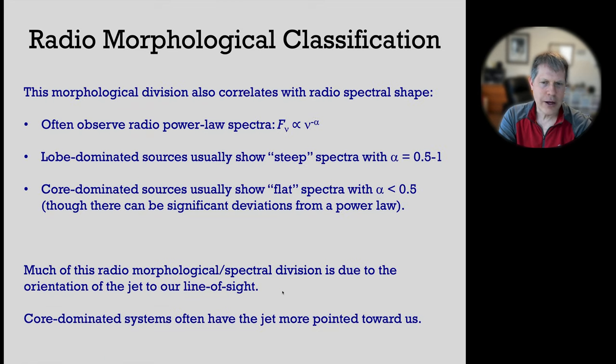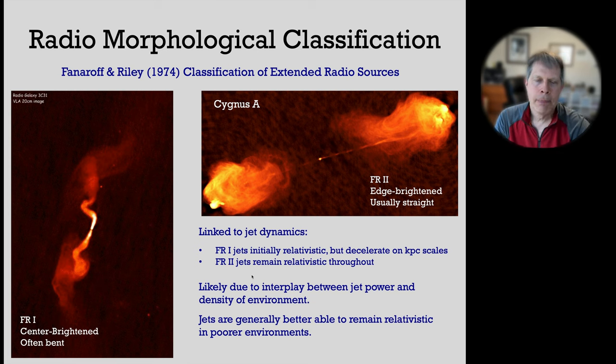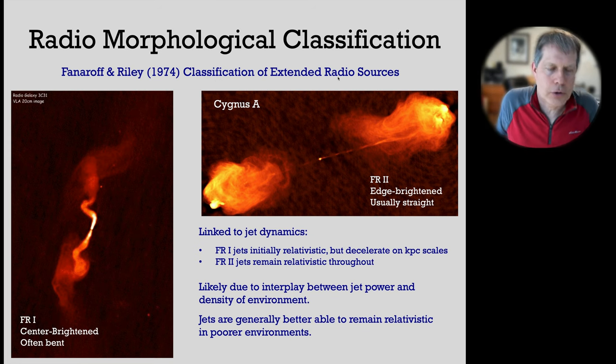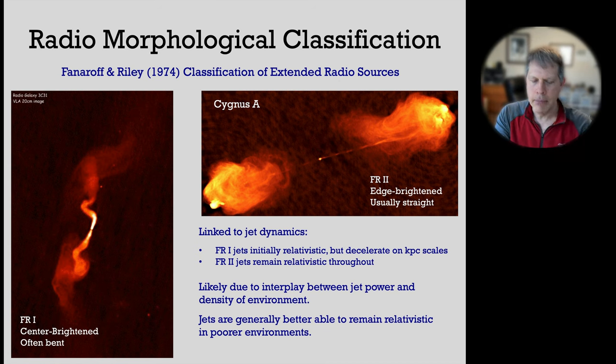Now, that distinction there doesn't always hold, but it's a pretty good first-order point to keep in mind. Okay, a few more points then on radio morphological classification. Another very important morphological classifier goes back to a famous paper by Fanaroff and Riley back in 1974, and they had gathered images of a set of these extended radio sources and noticed some fascinating aspects to them.